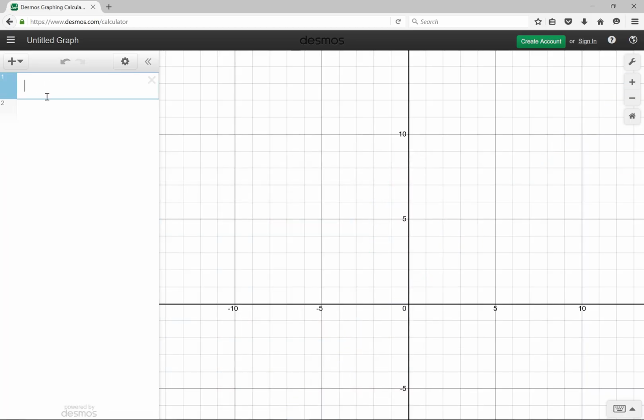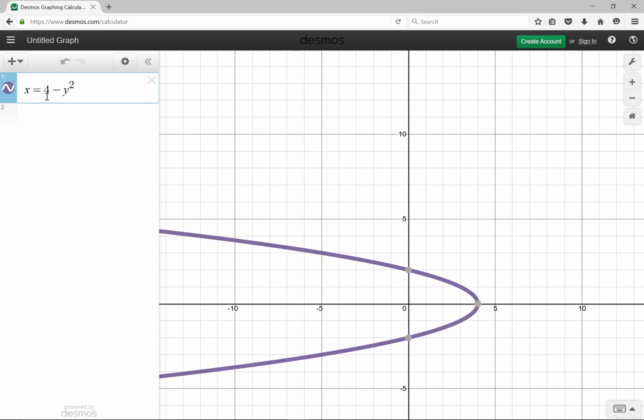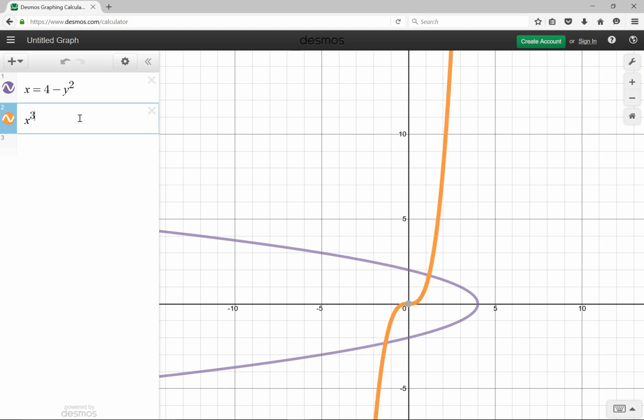So what if I did x equals 4 minus y squared? By the way, that's the other thing I love about Desmos. It doesn't care if it's x equals or y equals. Just graph it. Happy as a clam to graph. But wait for it, I'm not done yet. I am literally not done yet.